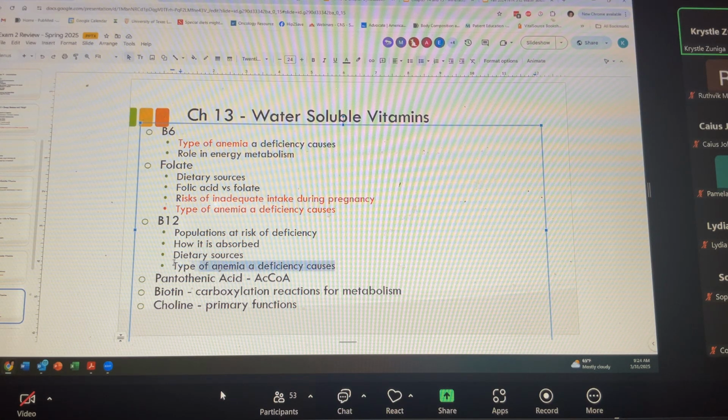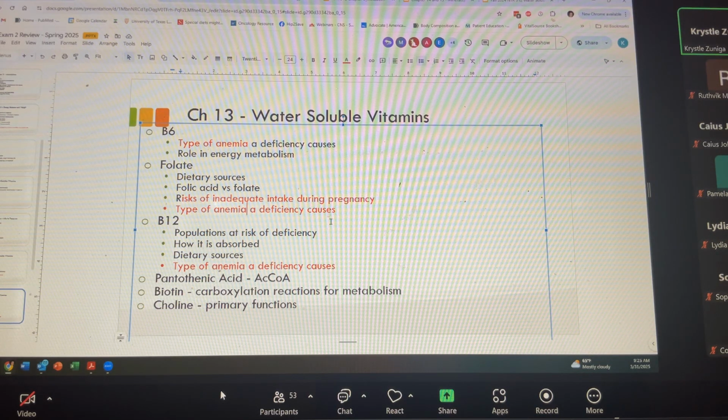Type of anemia a deficiency causes. This is absolutely a short answer question. Folate and B12 deficiency, in either of those, causes macrocytic anemia, where the red blood cells are large. That's because of their role in DNA synthesis. With inadequate DNA synthesis, these cells cannot divide because there's not enough DNA for each cell. So then we just end up with a large red blood cell.